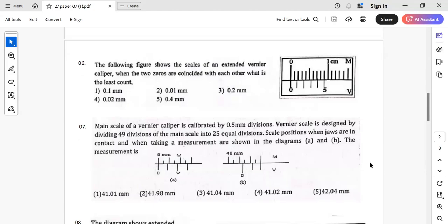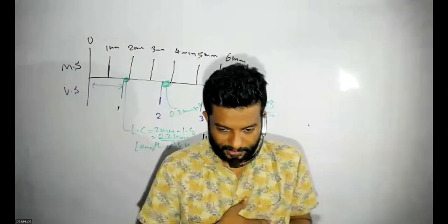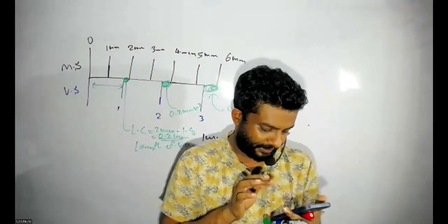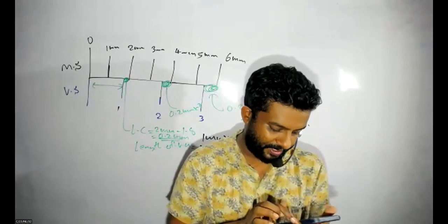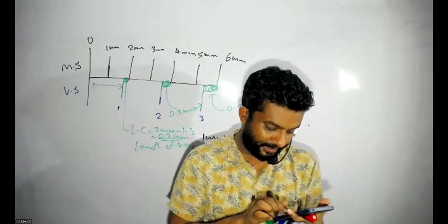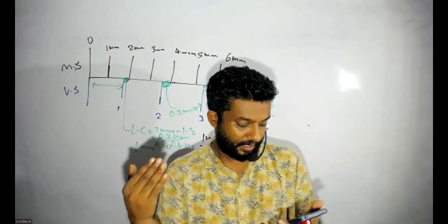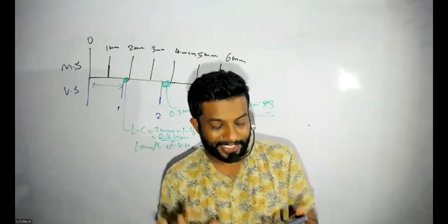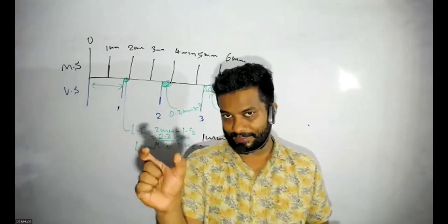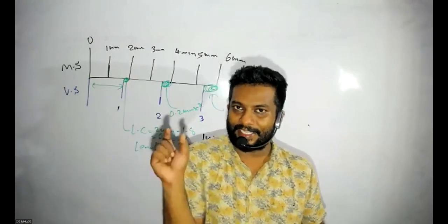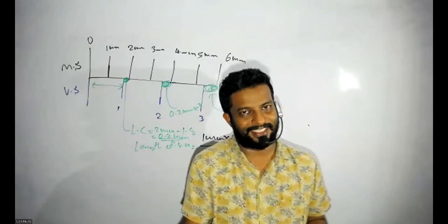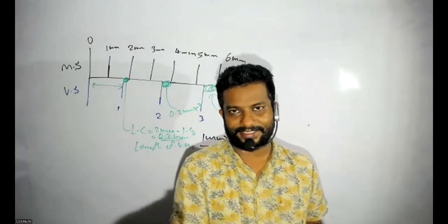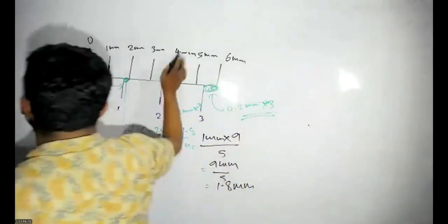The main scale of a vernier caliper is calibrated by 0.5 millimeter divisions. Right, Pute? This main scale is calibrated by 0.5 millimeter divisions. The vernier scale is designed by dividing 49 main scale divisions into 25 equal divisions. Vernier division means these 49 are divided into 25. That is, the length of a vernier division should be greater than the length of a main scale division. Got it? Easy, right?